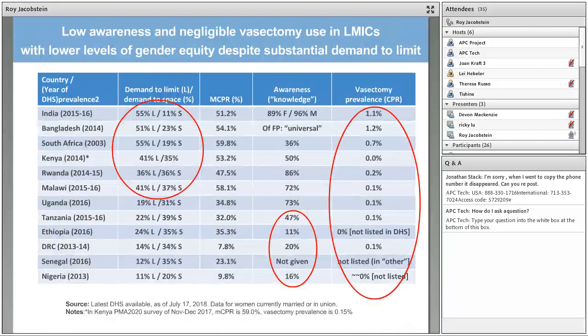On the other hand, when you look at a lot of the countries where we work and priority countries for USAID, you can see, especially if you look at the aspects in the red ovals, that vasectomy is not as well known in a lot of countries, notwithstanding the high demand to limit that I spoke about earlier, which you see in the upper part of column 2. The prevalence is extremely low, as you see in the right-hand column.